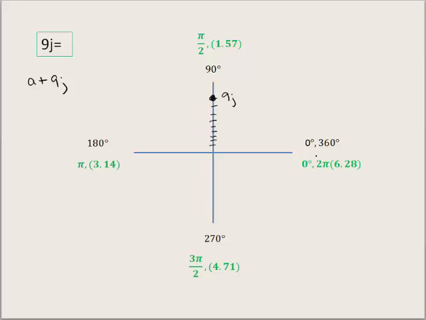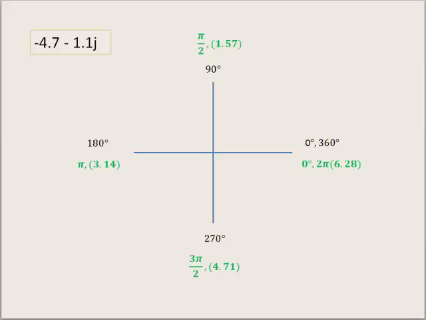I've put some other indicators here to remind you of what they are in radians. We're going to be examining different formats, and some of them will work with degrees and some will work with radians. So we'll get into that. I know you're looking forward to it.